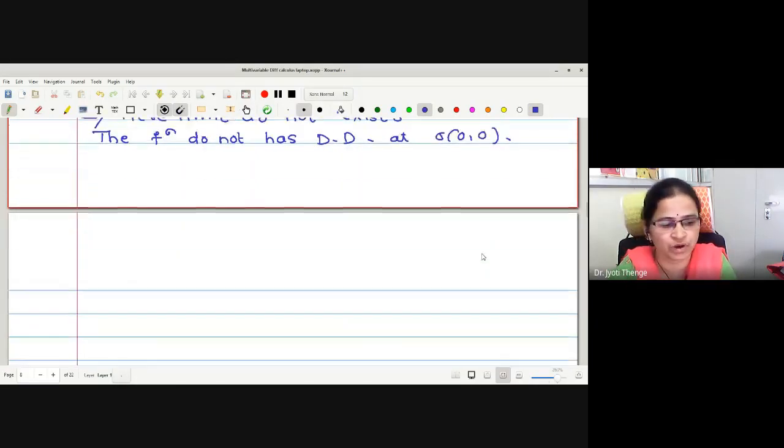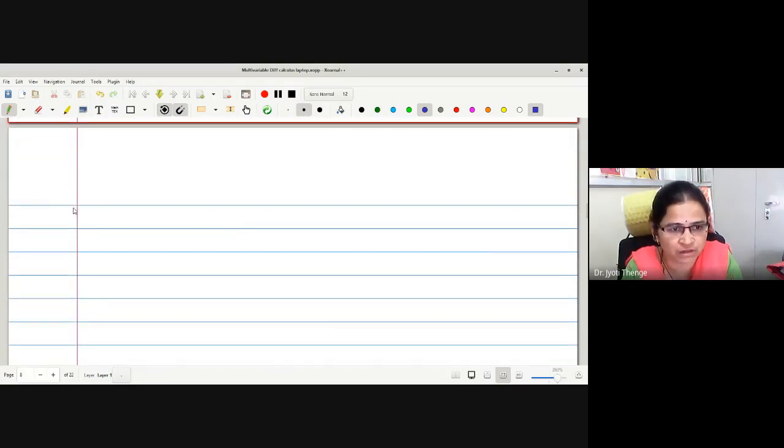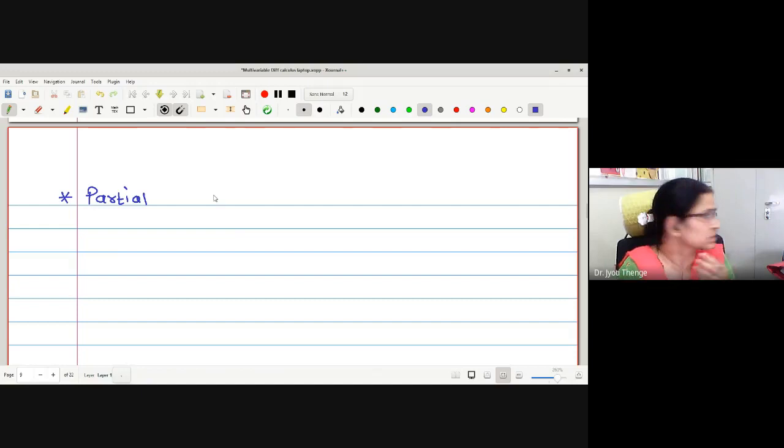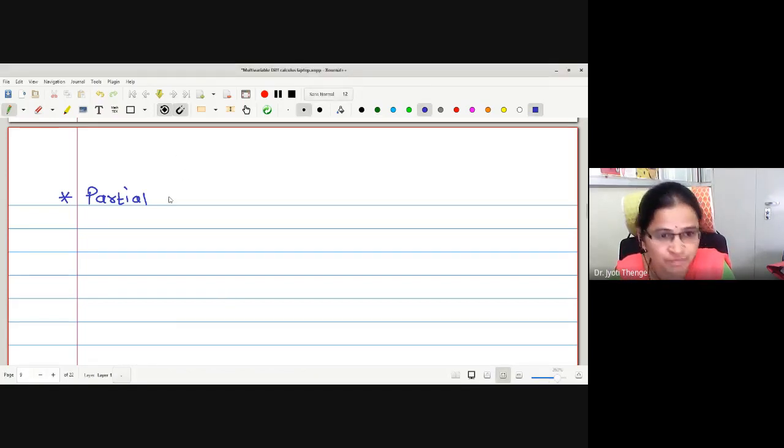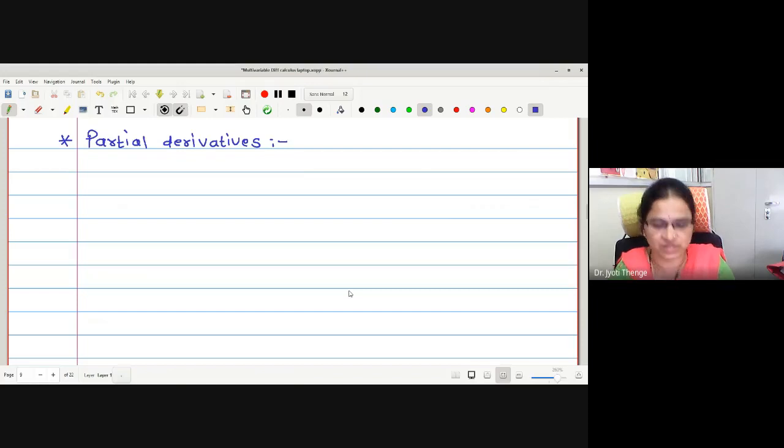Next, we will go to understand some important remarks. Let me write first the remark. Or before that, let me write the definition of partial derivatives. First, we'll try to understand the definition of partial derivatives. Partial derivative in case of functions of two variables we have studied, right? Keeping one variable constant. The same we will write in terms of functions of many variables.